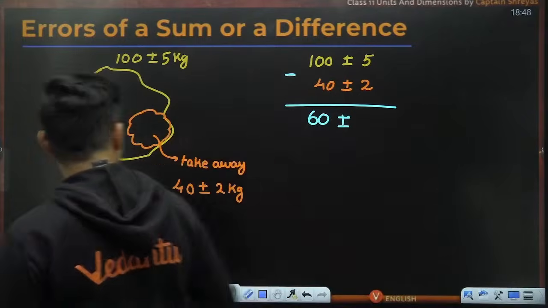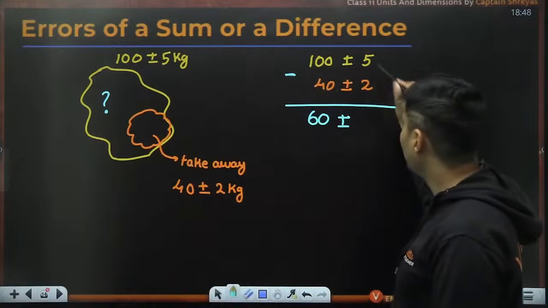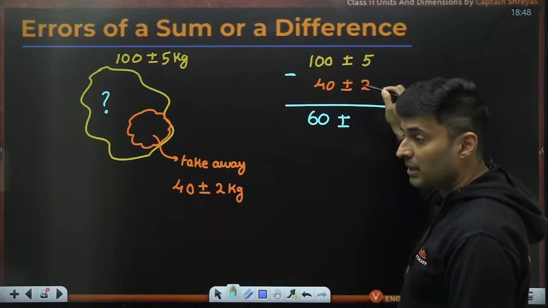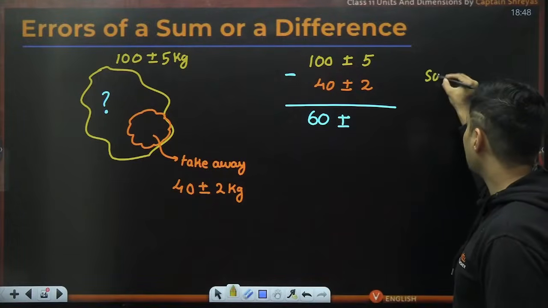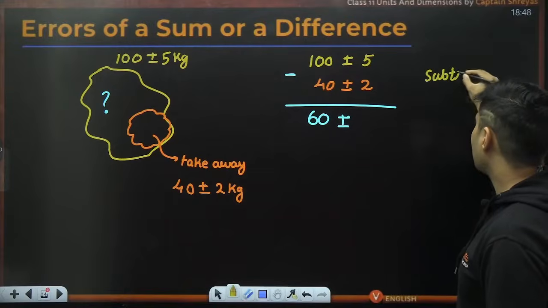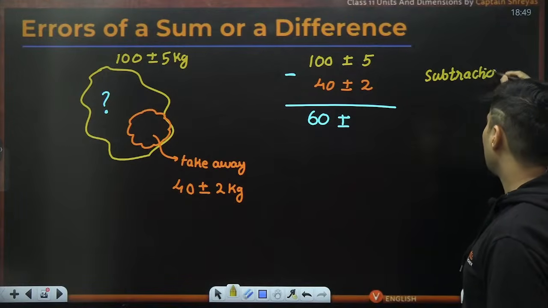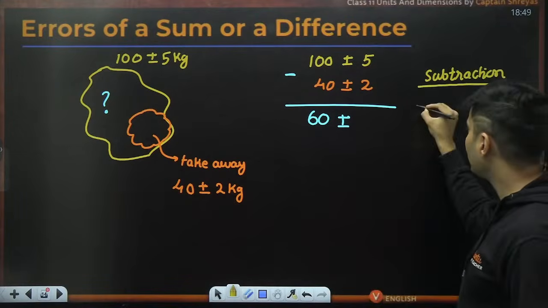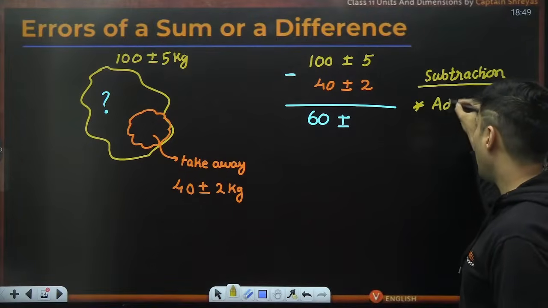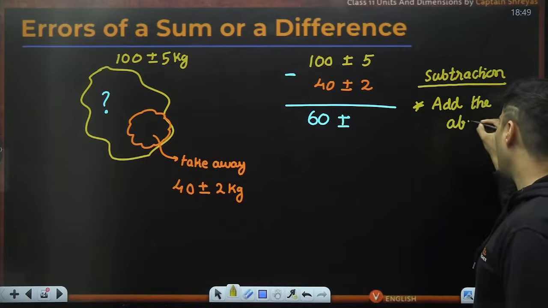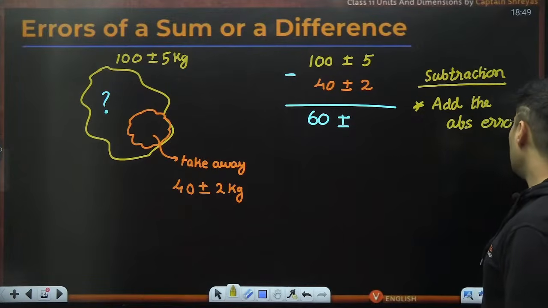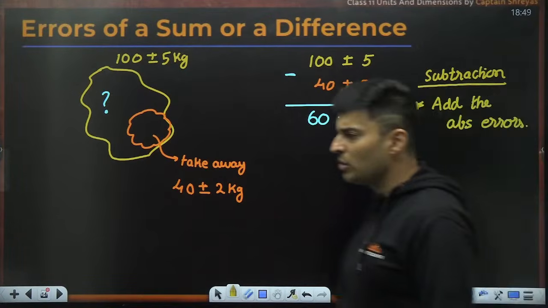Yeah. This is the crux of the problem. You should never subtract the errors. You should always add. So very important: for subtraction, always add the absolute errors. A lot of you might be thinking, sir, why should we not subtract? Why should we add?